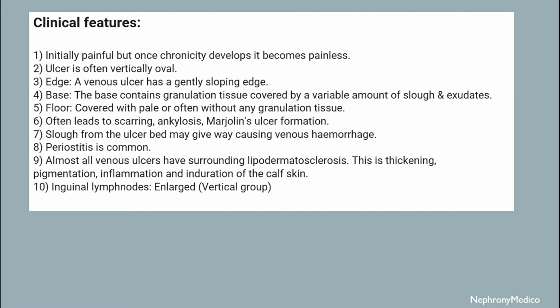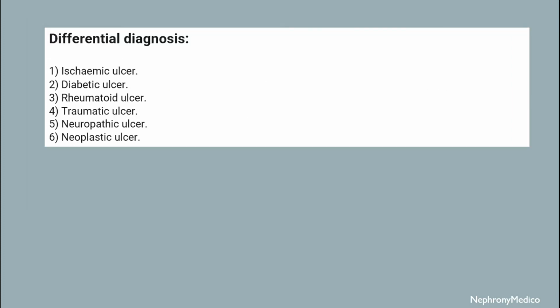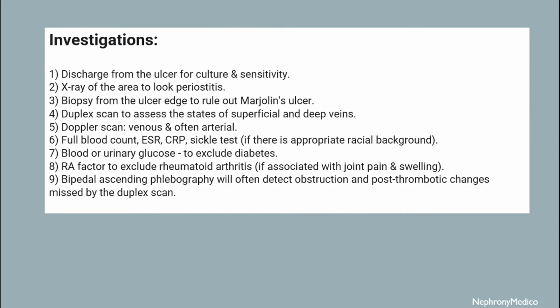Periostitis is common, and almost all venous ulcers have surrounding lipodermatosclerosis, which is the thickening, pigmentation, inflammation and induration of the calf skin. The inguinal lymph nodes are enlarged, usually the vertical group. The differential diagnosis of venous ulcer includes ischemic ulcer, diabetic ulcer, rheumatoid ulcer, traumatic ulcer, neuropathic ulcer and neoplastic ulcer. The investigations.